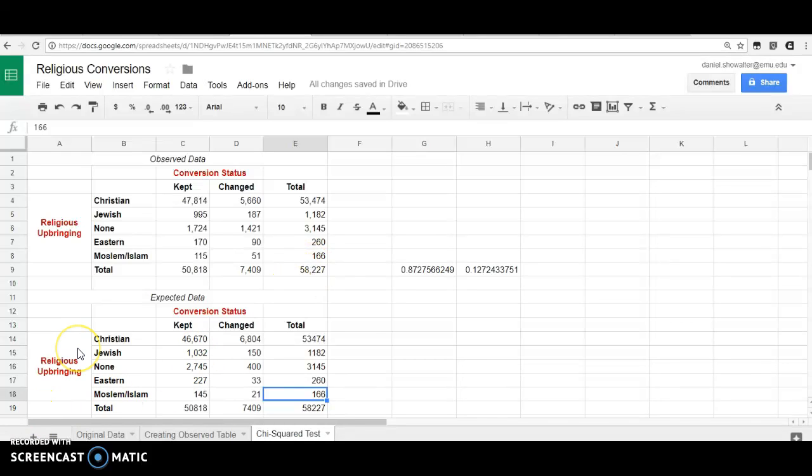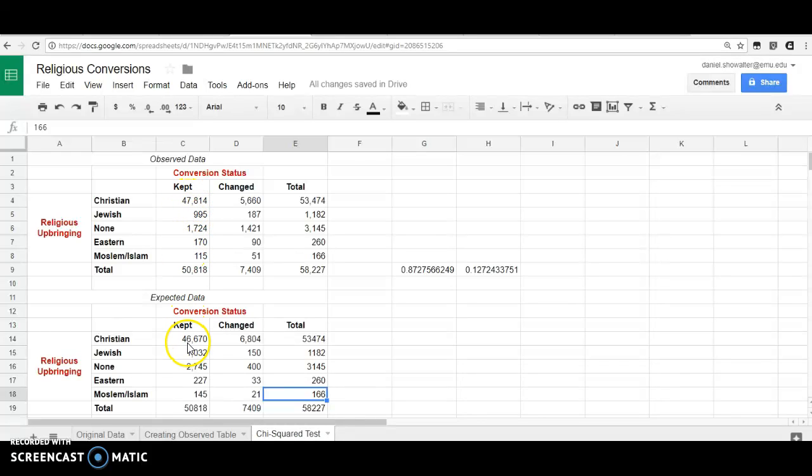Okay, and now we may take a little intermission here and take a look at a really interesting question from our sample data. Let's look compared to what we would expect, the number of people who we would expect in each religion to keep it, if it doesn't matter what religion you're born in.